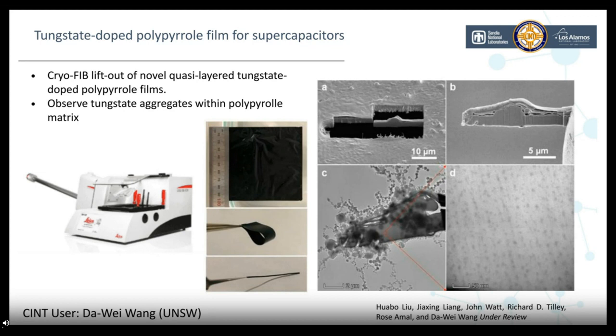And you'll see in panel D, we do resolve those tungsten aggregates. So this resolution is on the order of nanometers, which is pretty good for a polymer, in a low-contrast, low accelerating voltage medium.